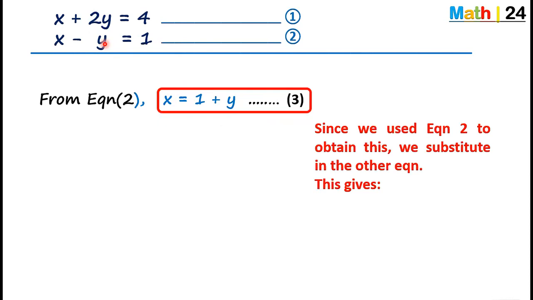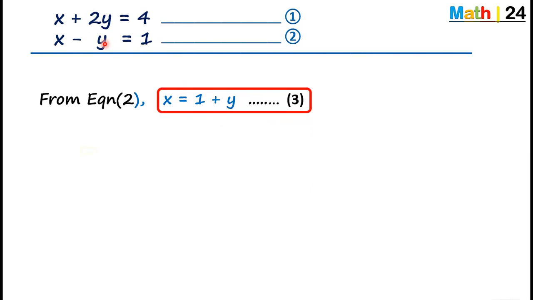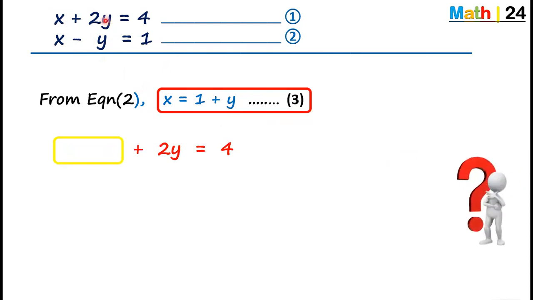If you use equation 1, you substitute in equation 2. If you use equation 2, you substitute in equation 1. So I have to substitute this value in equation 1. So in equation 1 now, I'm going to replace x by what I have solved for here. So this x plus 2y equals 4. So what am I going to put here?